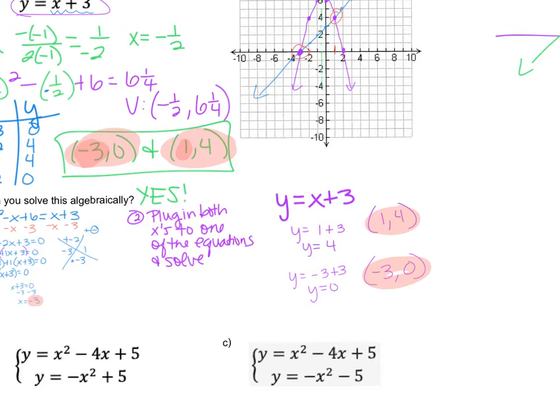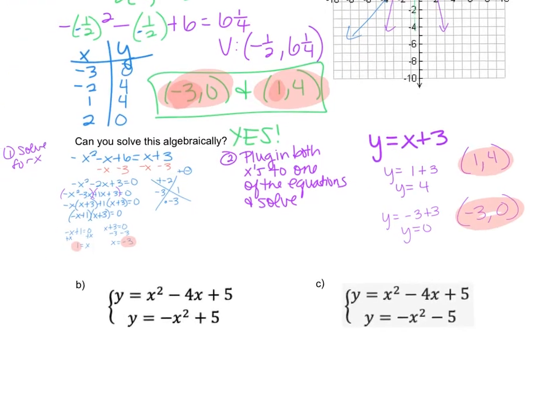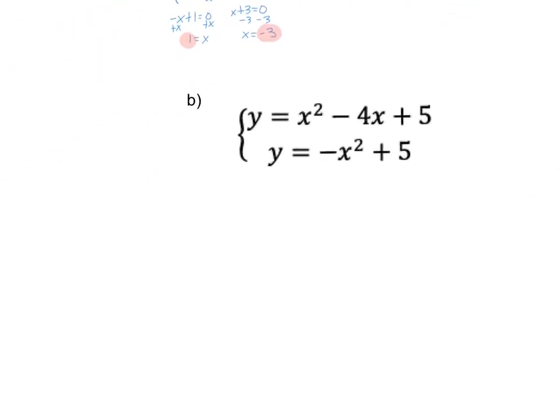If you have a graphing calculator that you're allowed to use on a test, which you're not on this test, but if you are, just plug it into a graphing calculator and figure out where they meet. That's the easiest way if you're taking the ACT. But on this test, you are going to have to know how to solve it algebraically. Okay? Let's do the next one.